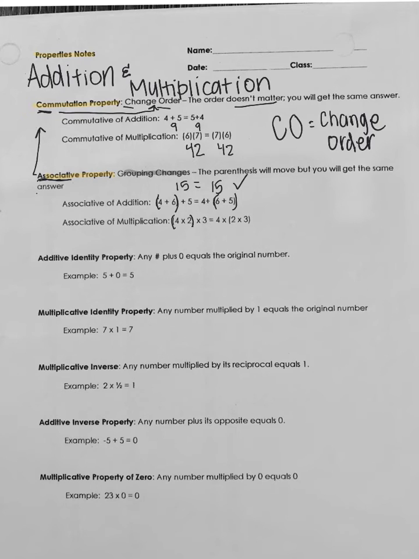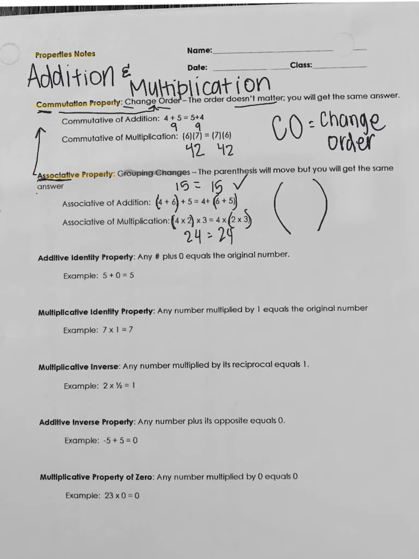Here I've got 4 times 2 associated together or grouped together, which I know equals 8. 8 times 3 equals 24. That's still going to be equal to 2 times 3, which is 6, times 4, which equals 24. So the associative property is very similar to the commutative property, but we are changing our parentheses. Associative means what is associated with what and what comes first in our problem.